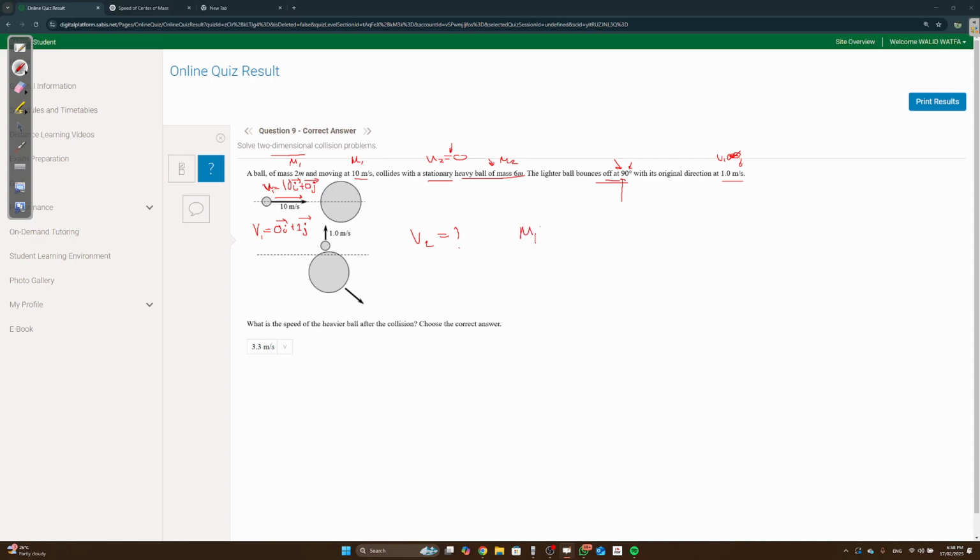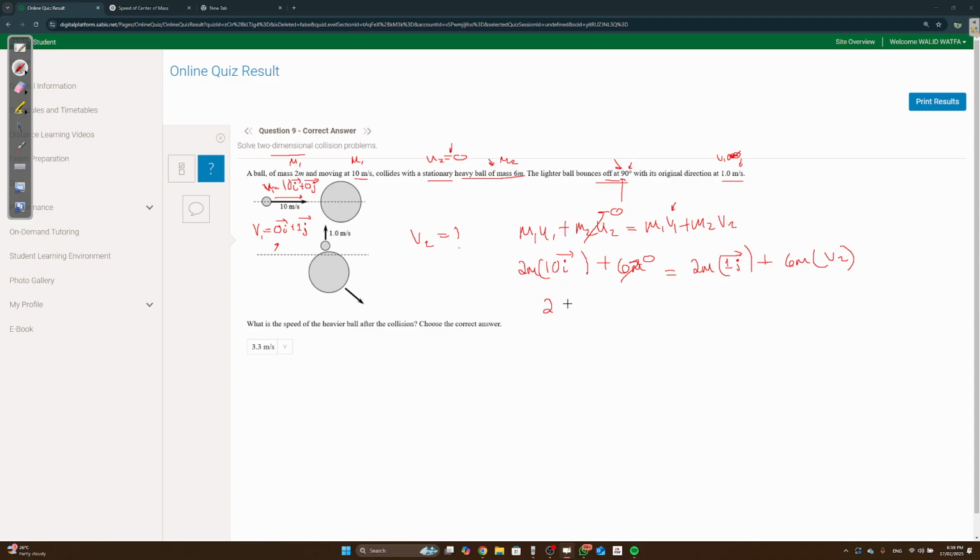Same formula, except now the velocity is expressed as a vector. That's completely fine. m1 is 2m, u1 is 10i, plus m2, which is 6m, u2 is 0, so let's just cancel this. It is equal to m1 v1, so 2m times v1. Agreed? What's v1? 1j. Plus m2 v2, mass 2 is 6m, v2, we don't know it.